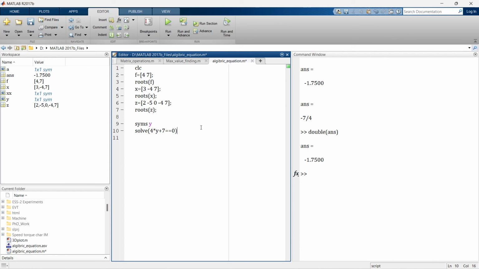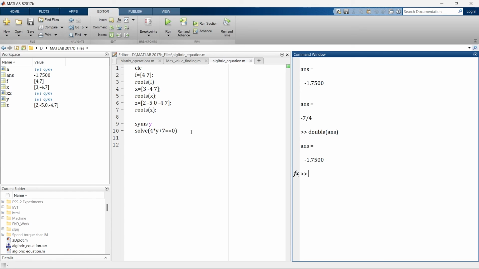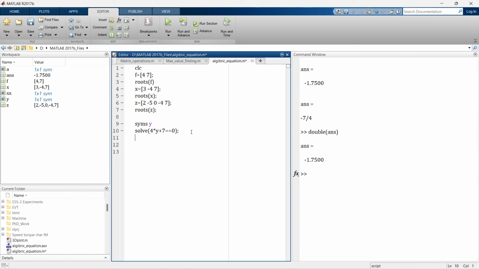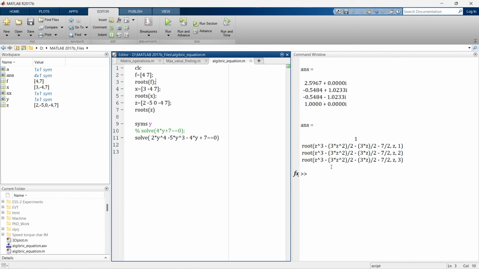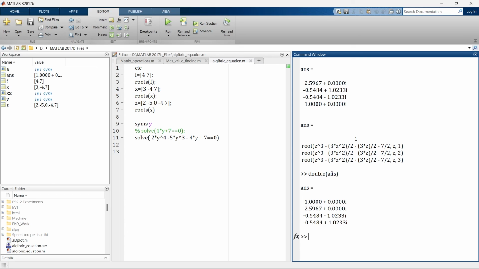Now let's solve another equation, the third one. Now let's implement another equation. Now let's run this. So here you can see both are the same. The difference is just in sequence. The rest of the things are the same. So this is how you can solve algebraic equations in MATLAB.